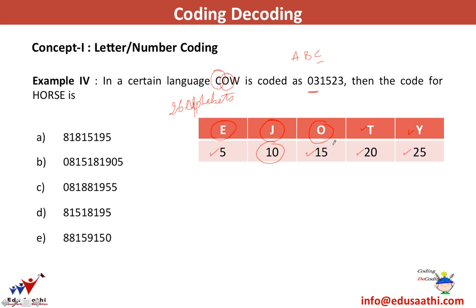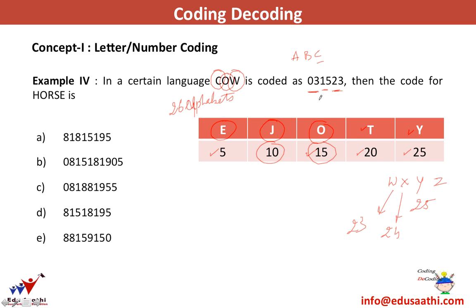Now O, as by the Ejoti principle, O is 15. So I have 15 for O, and W. Now I don't know what is W, but I know that Y is 25 and W is 2 places to the left of Y. So I have W, X and Y. Then I have Z. So if this is 25, then X is 24 and W is 23. So the code for W is 23.